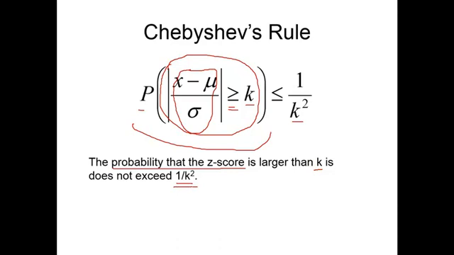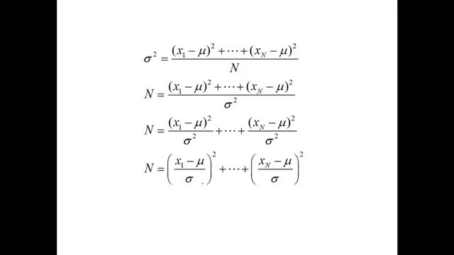This 1 over k squared typically turns out to be a pretty small fraction, and so only a small fraction of the data can have a standard deviation that's very big. Having said all that, let me derive the formula.